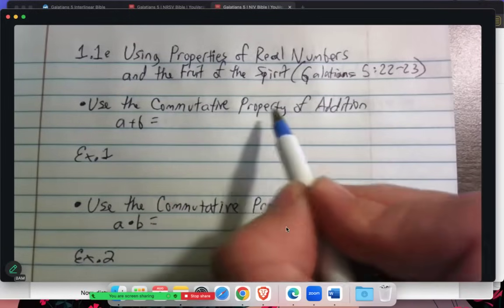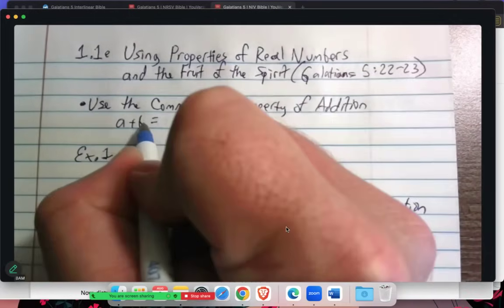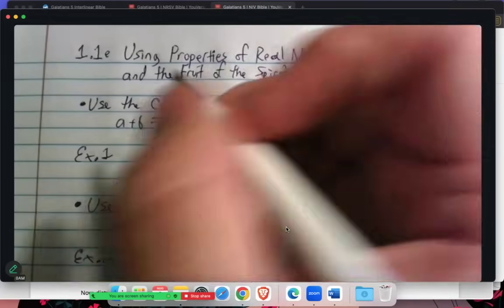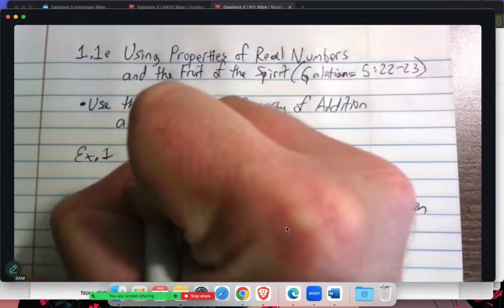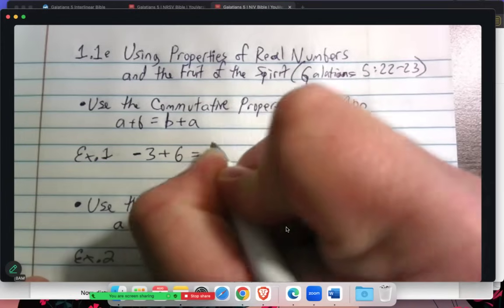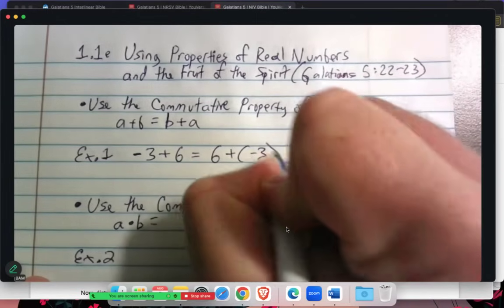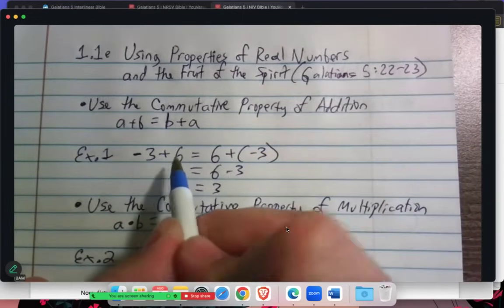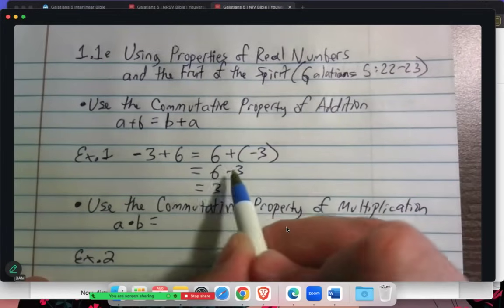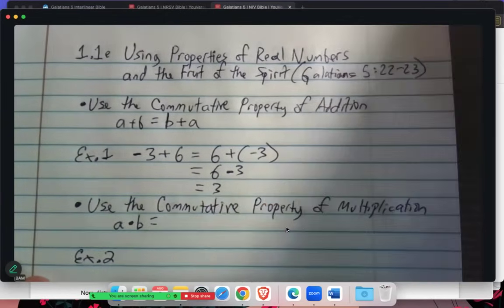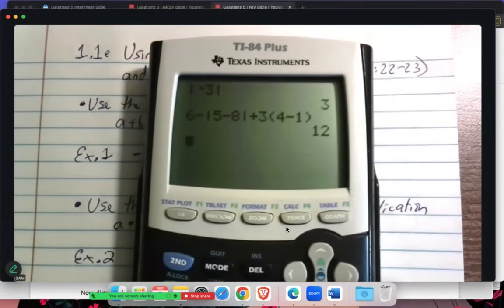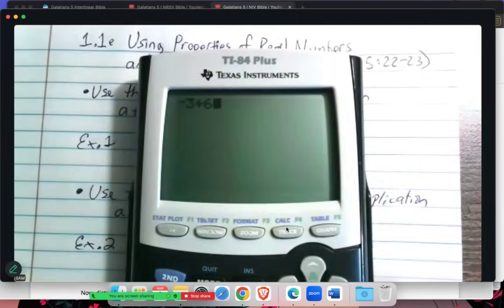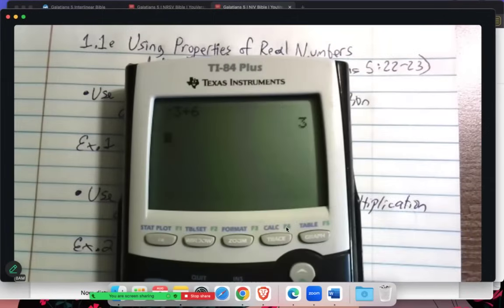Use the commutative property of addition. A plus B equals what? And it's B plus A. So an example of that is -3 plus 6 equals 6 plus -3, which is 3. -3 plus 6 is the same as 6 plus -3, which is equal to 6 minus 3, which is 3. And on the calculator, if you want to check it, you can start with the small -3 plus 6, and the answer is 3.